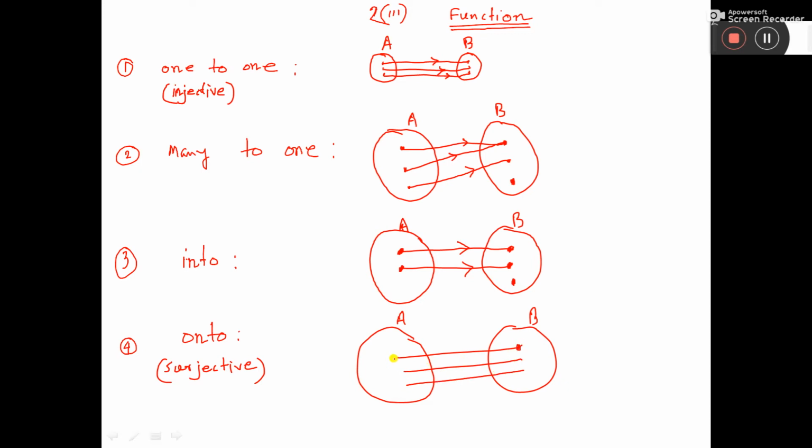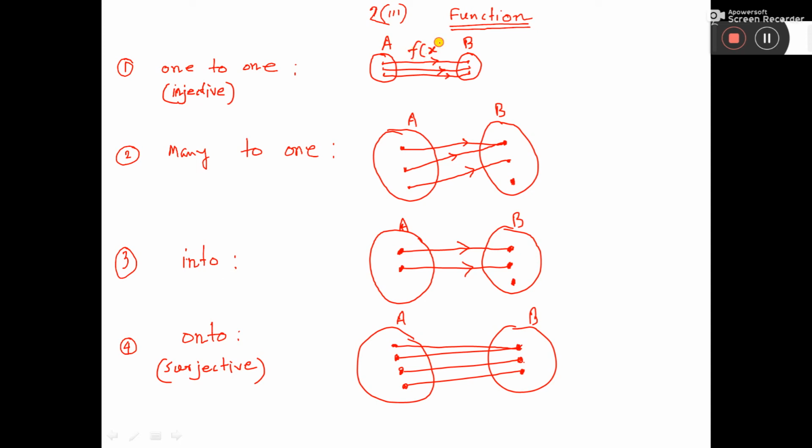Let's say this element is connected with this. This is connected with this. This element is connected with this. No extra element should be there in the set B. Here, in into function, in the set B, there should be an extra element. Now see, this one may be many to one also. Maybe one to one and maybe many to one. This way also this can be, but no extra image, no extra point in the set B.